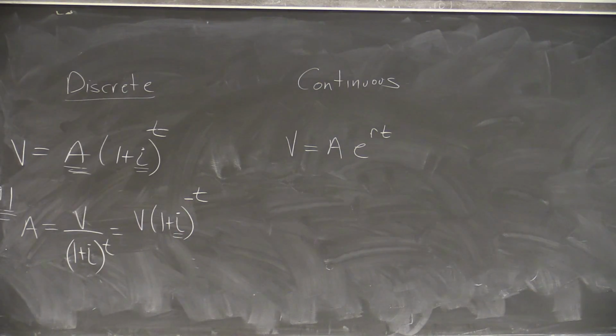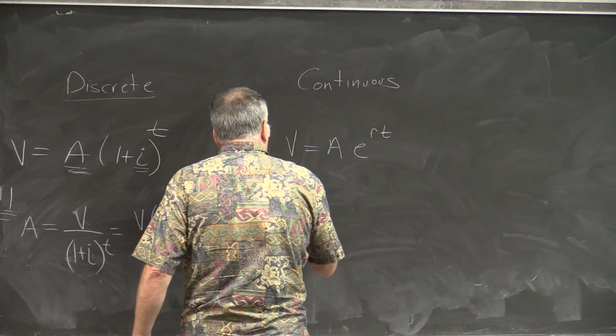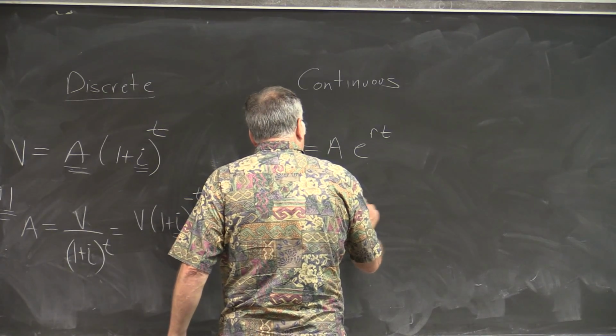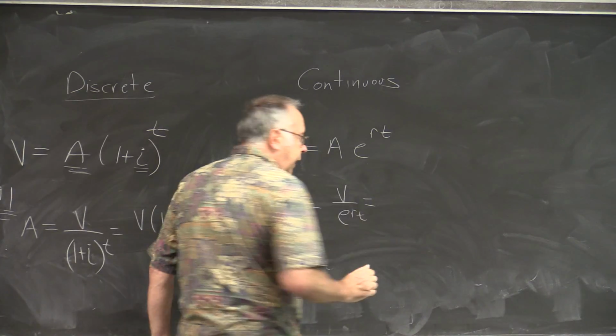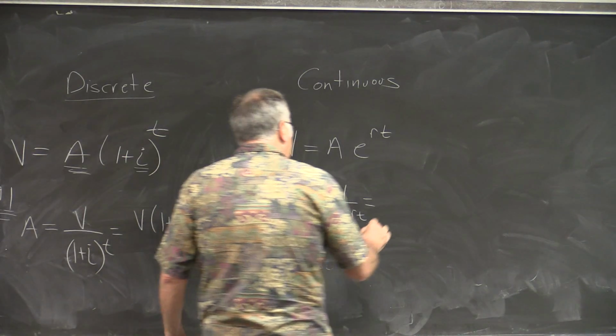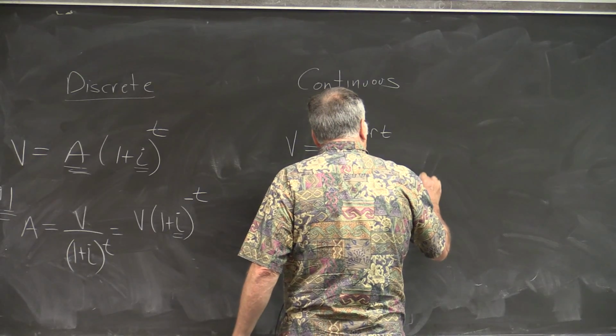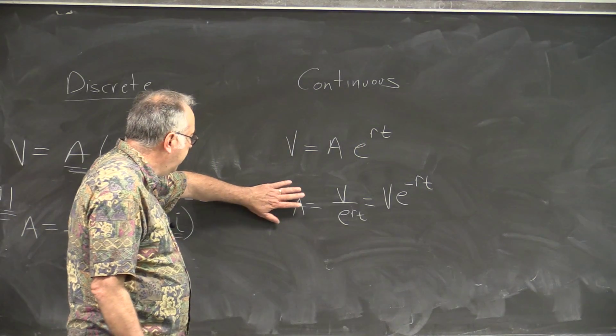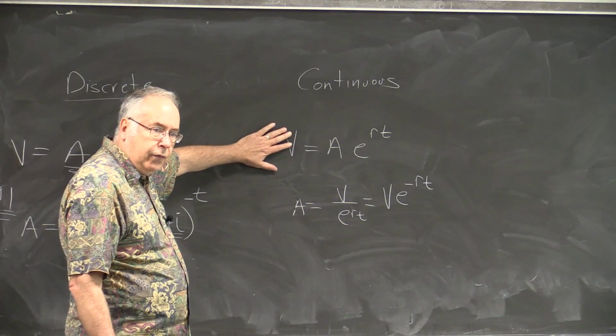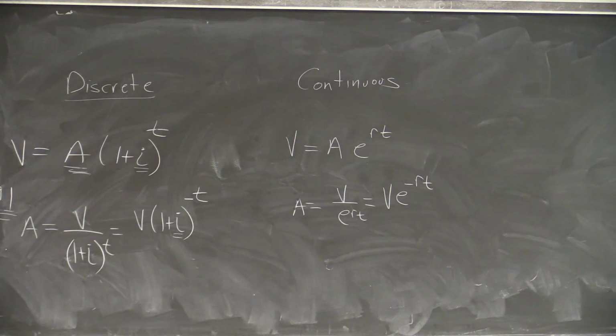Now, who can tell me what the formula for A would be in this model if you have continuous growth? What's the formula for the present value? V divided by E to the RT. Yep. If you solve this formula for A, you get A equals V divided by E to the RT. Or usually it is written this way, V times E to the minus RT. So this is the formula for present value. This is the formula for future value.